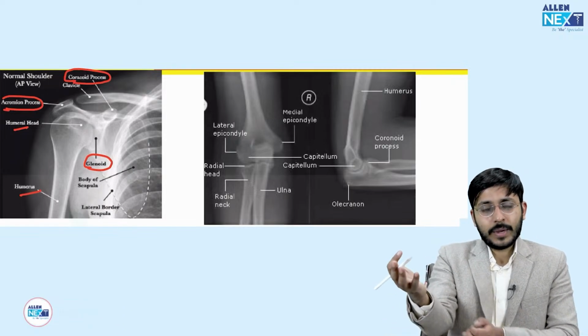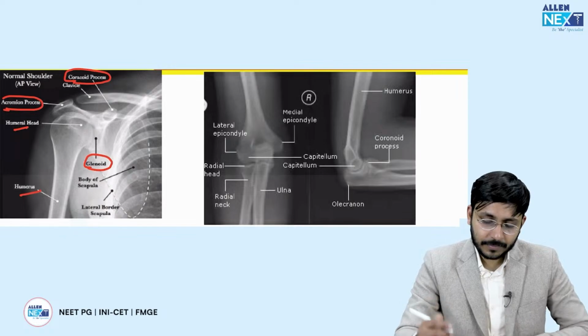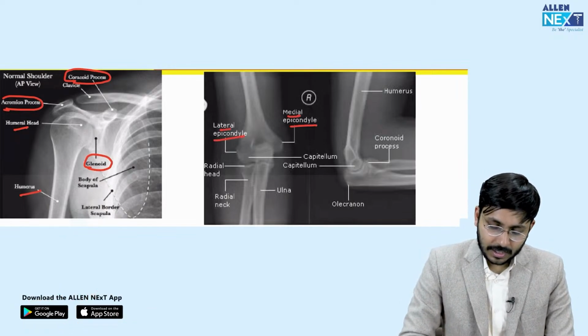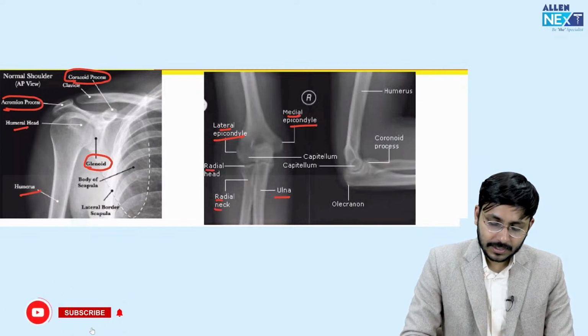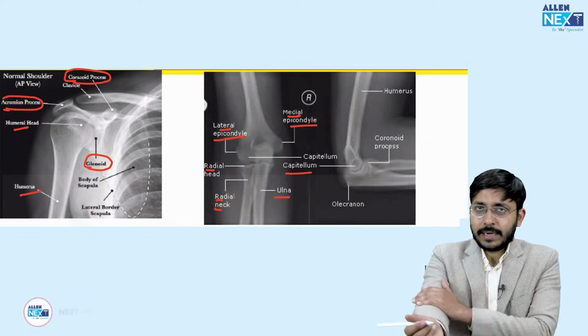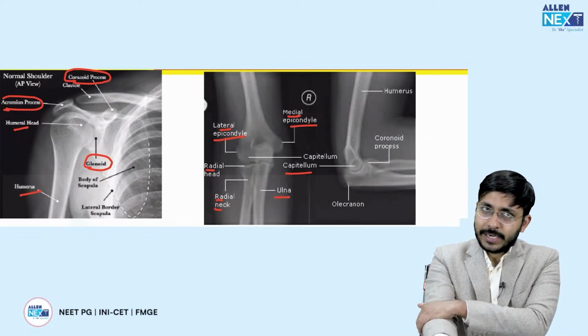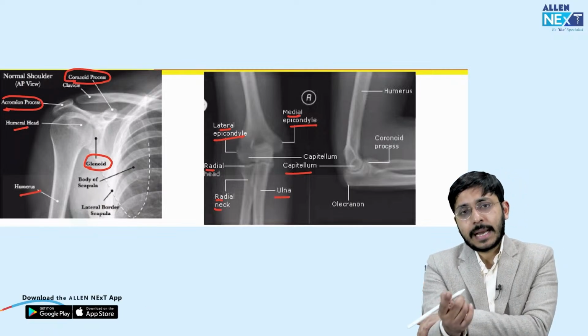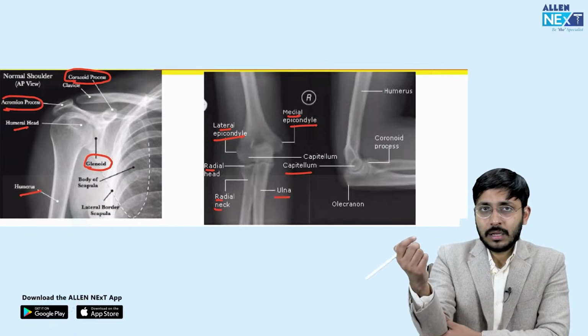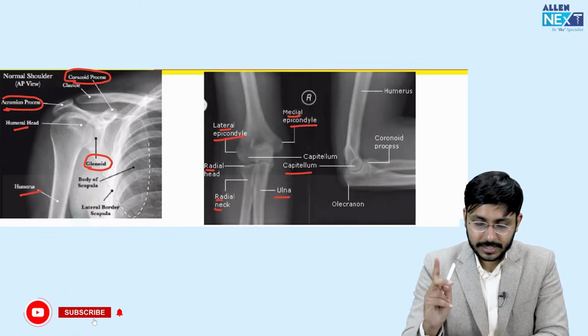So on an elbow X-ray, we have a few important structures. The medial epicondyle, the lateral epicondyle, the ulna, the radial neck, the radial head, and the capitellum. The part of the humerus which articulates with the radius is the capitellum, whereas the part of the humerus which articulates with the ulna is the trochlea. Okay, remember this point.